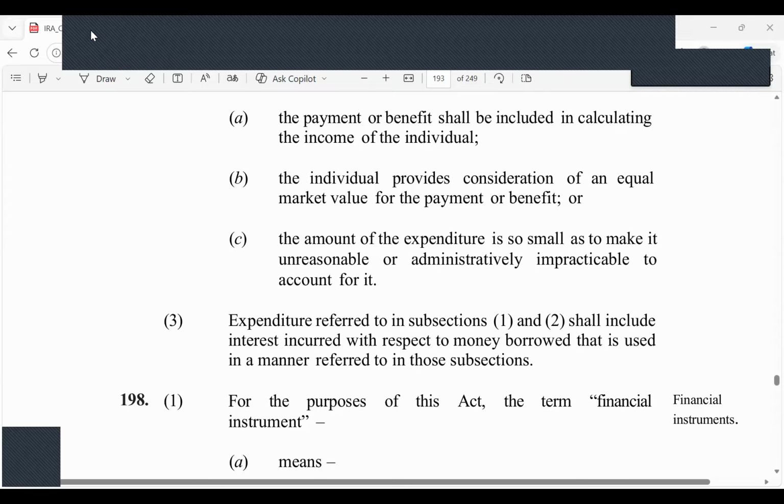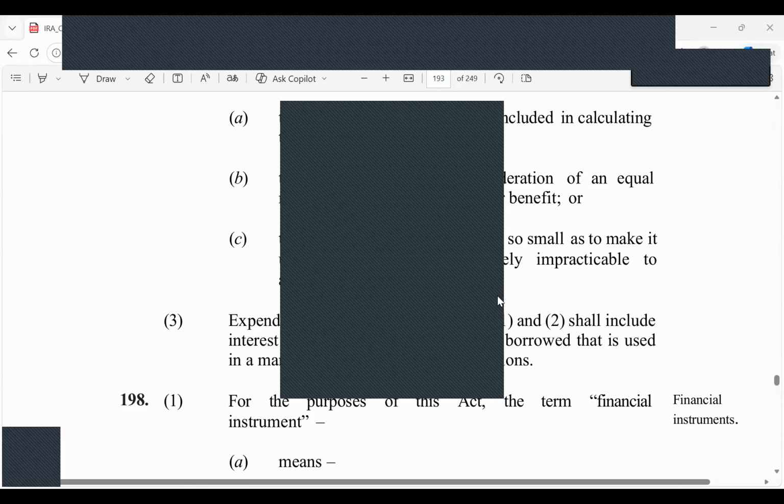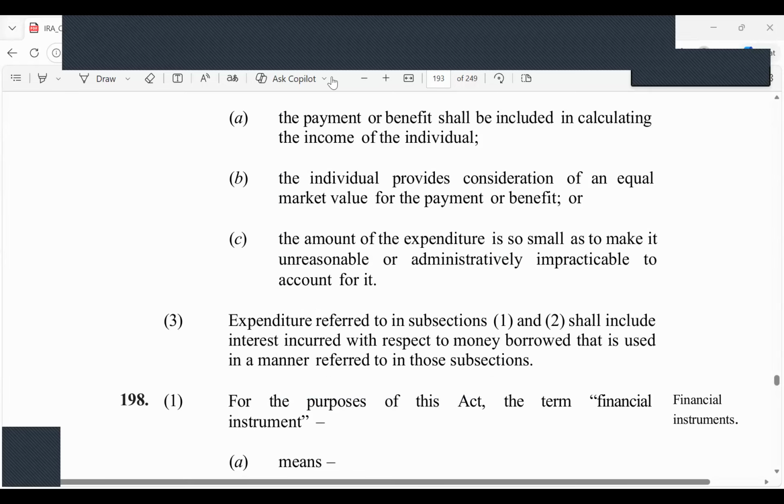So is it clear? Yes, madam. Okay. Okay, then we can move.